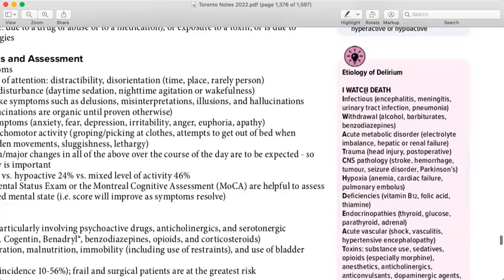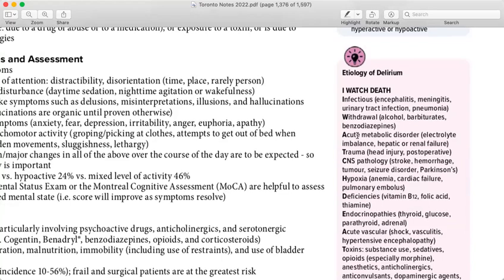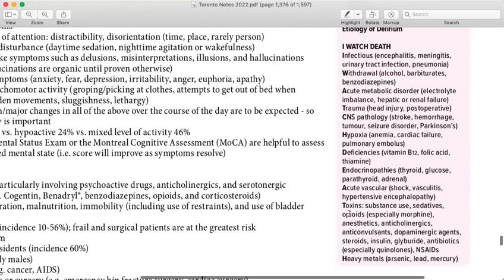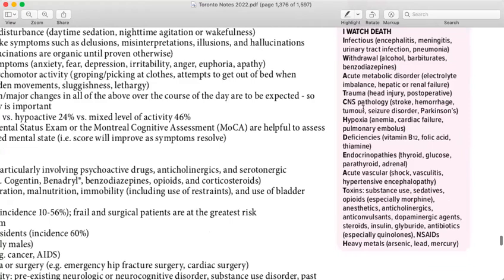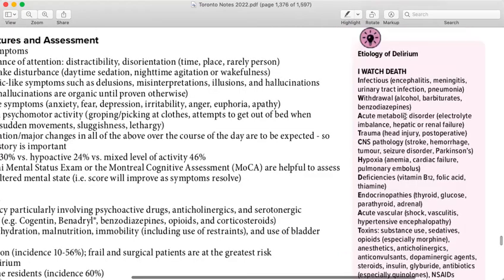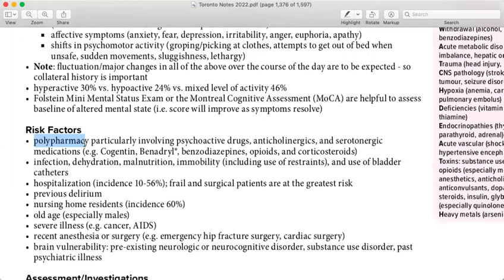The etiology of delirium is I WATCH DEATH: infection, withdrawal of any substance, acute metabolic disorders, trauma, CNS pathology, hypoxia, deficiencies, endocrinopathy, acute vascular, toxins and heavy metals. So these are all of the etiologies of delirium. Now coming to the risk factors, the most important is polypharmacy. Please do not forget about this one.